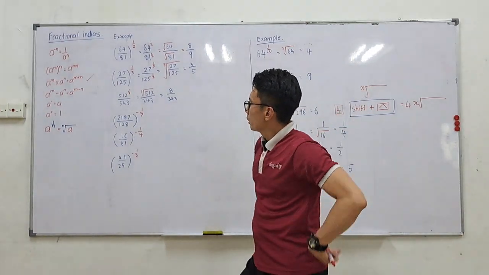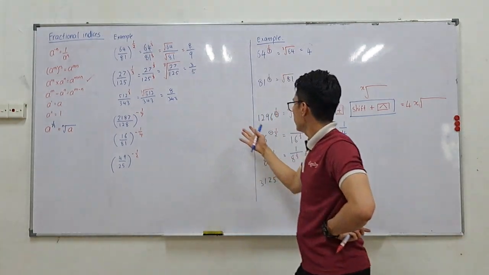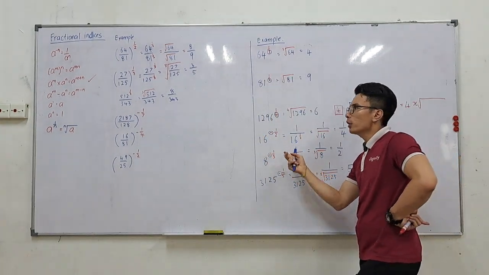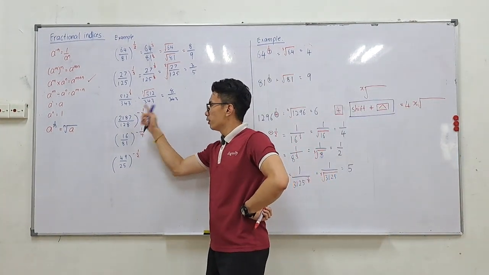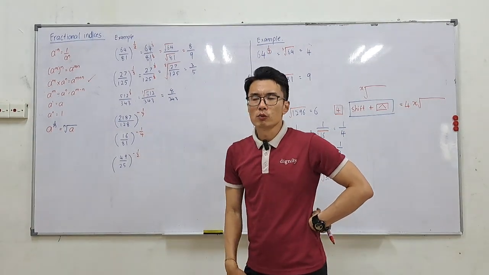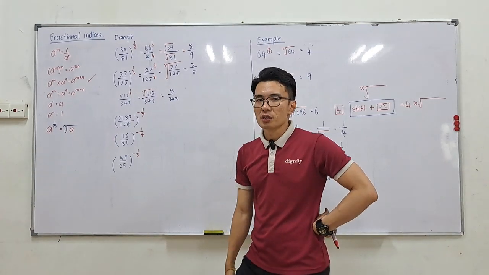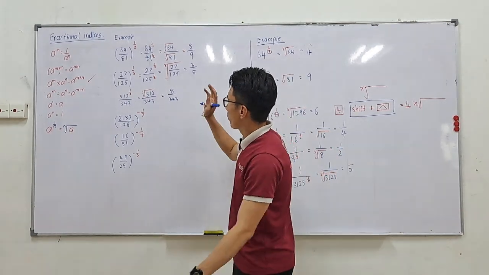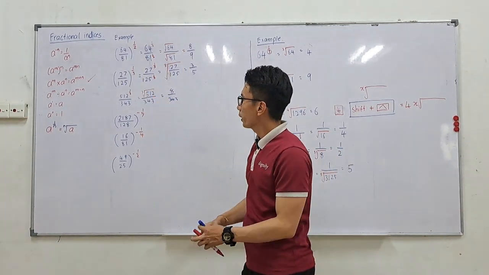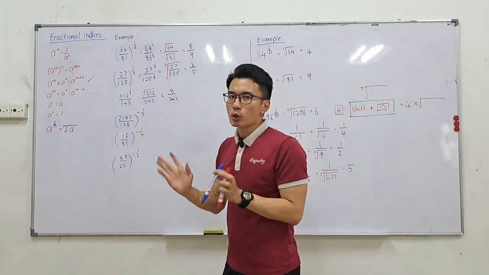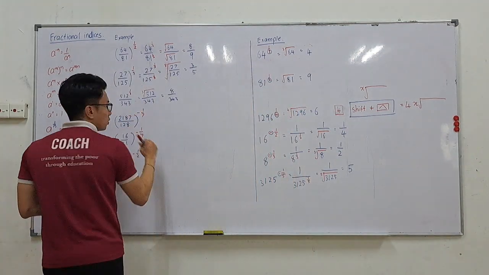Now the next one over here, again very similar to this. I have negative 1 over 7, like a fraction, as the power of this. Now what should I do over here? It's going to be very similar to what I've done on top. So let's resolve this power one by one.